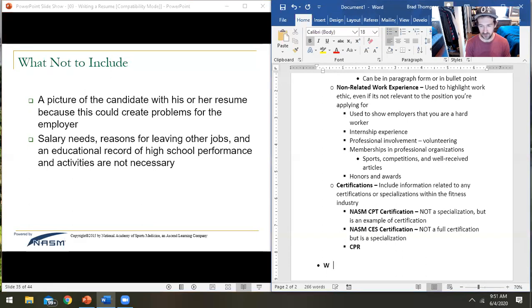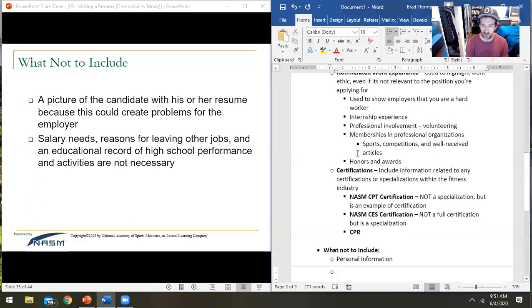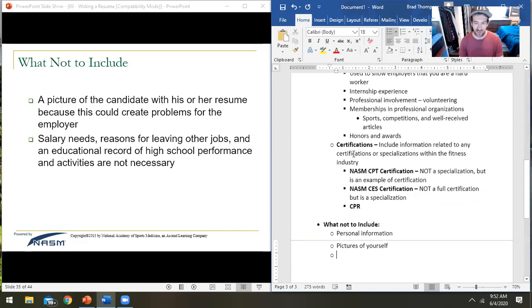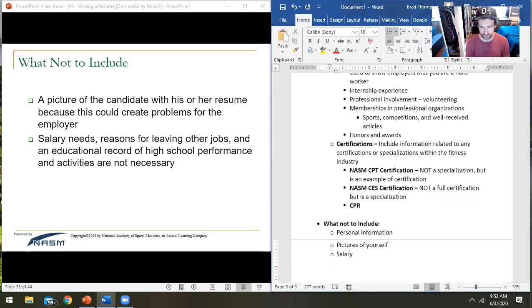What not to include? Personal information. Don't include pictures of yourself. And do not put salary needs.